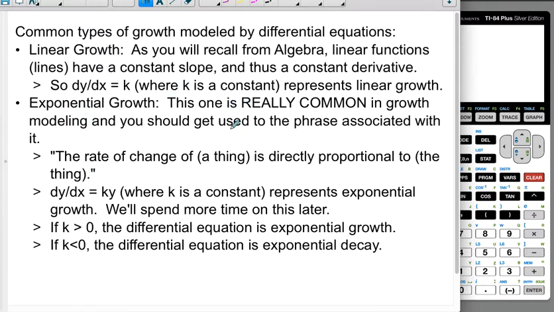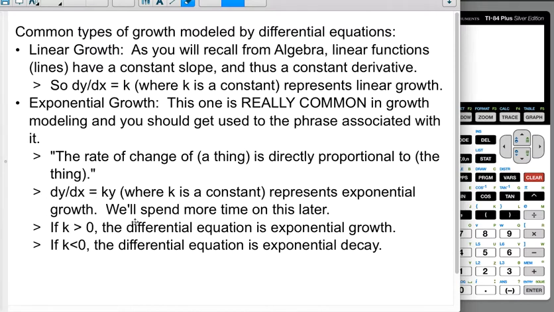The phrase you're going to hear associated with it is the rate of change of a thing is directly proportional to the thing. So for example, the rate of change of y is directly proportional to y, right? And you'll see that I did it here with an x instead of a t, but it's the same idea, right? So the rate of change of a thing is directly proportional to the thing, right? That's exponential growth. So we're going to spend more time on that later. We're going to do an entire particular section on it.